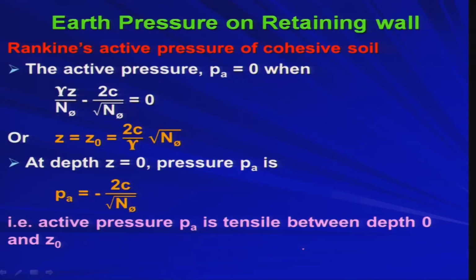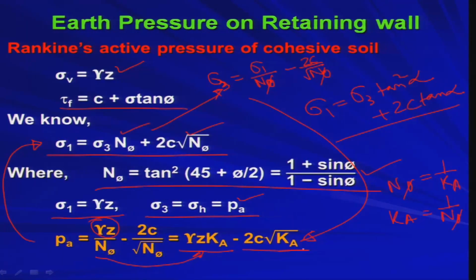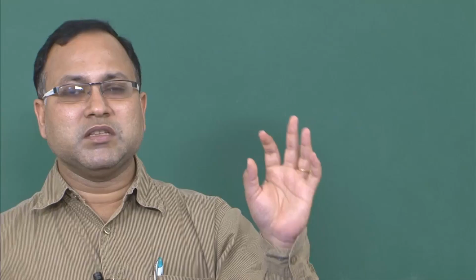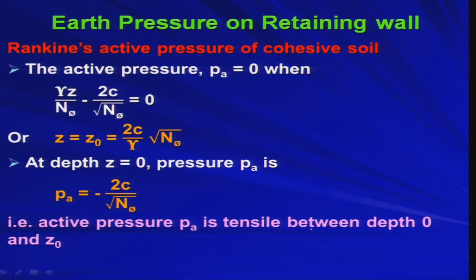Now, the active pressure Pa is equal to 0 when? This was the expression for Pa: Pa is equal to gamma z into Ka minus 2c into root over Ka. When will the active earth pressure become 0? Earlier, in the case of purely cohesionless soil, the active or passive earth pressure became 0 at the top of the wall, because Pa or Pp was equal to K into gamma into Z. If Z is 0, it simply became 0.